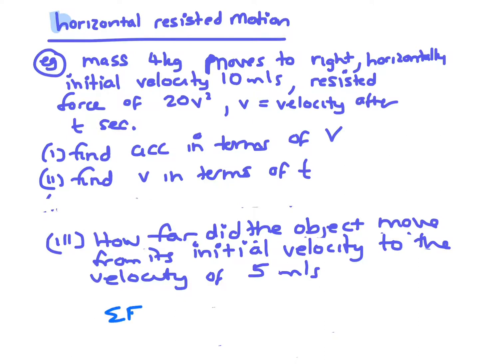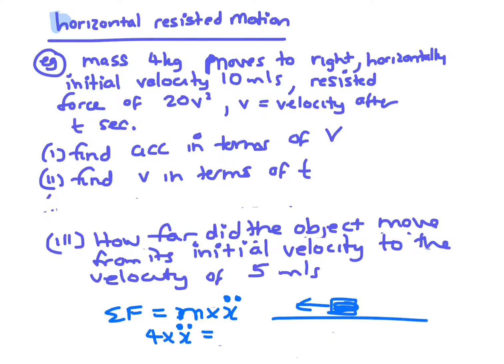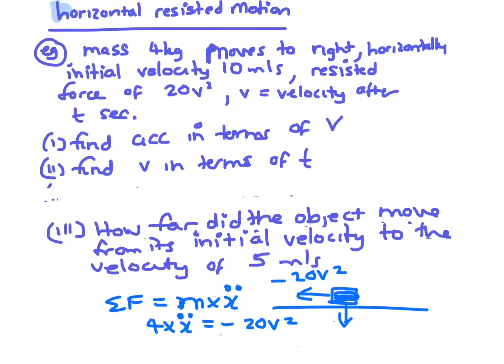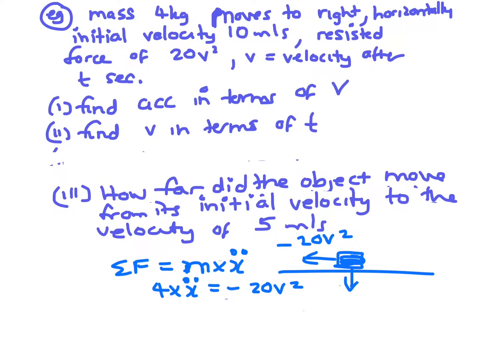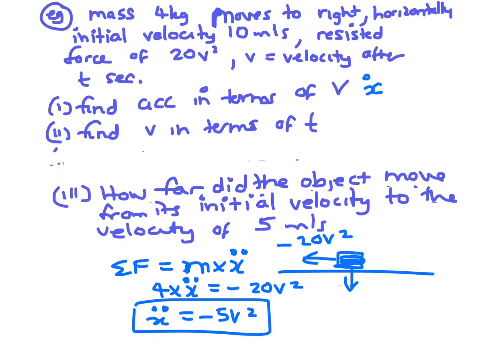So the sum of the forces is equal to mass times the acceleration. So the mass is 4 times the acceleration equals the sum of all the forces. Now the only force acting in the horizontal direction is minus 20 v squared. There's no other forces because even the weight force will go down, so it doesn't affect the horizontal motion. So that means that the acceleration is equal to minus 5v squared.